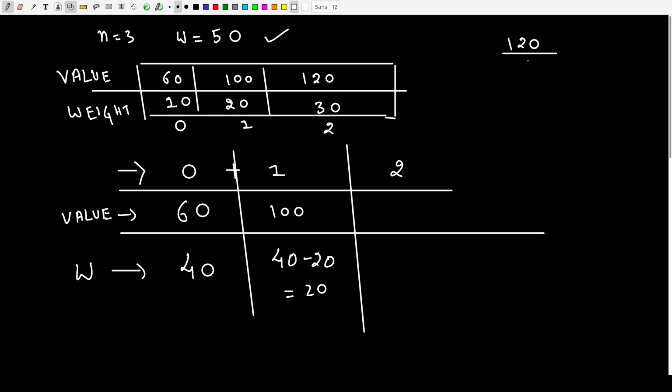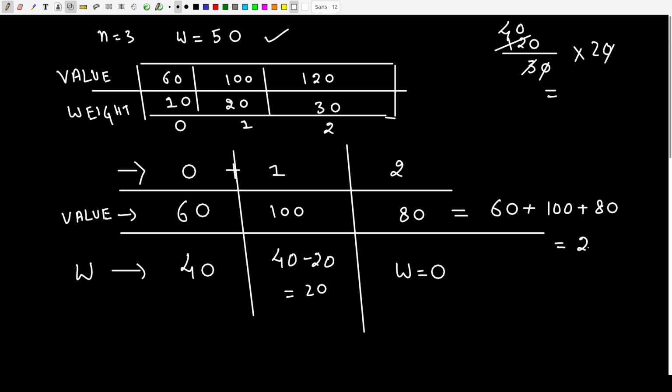So 120 upon 30. If we are taking 20 units, then the corresponding value is 80, and the remaining weight is 0 because we have filled up the 20. In that way, the profit or the maximum value we have is 60 plus 100 plus 80, which is equal to 240. So that's about the problem statement, folks.